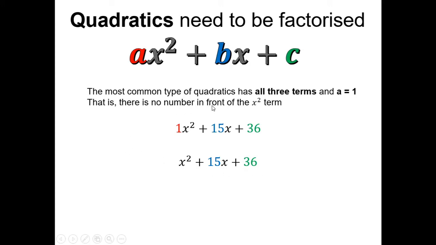Okay, this is the most common type of quadratic that we're going to start out with. 3 terms: x squared term, x term, and number term. And when I've got a equal to 1, so there's no number in front of the x squared term, it makes it a little bit easier for me to factorize because I just have to remember one thing, and that is that x squared is the same thing as x times x. So when I factorize, when I set up my two sets of brackets, I have to remember that each of those brackets needs to have an x in it, so when I multiply them together, they make x squared.